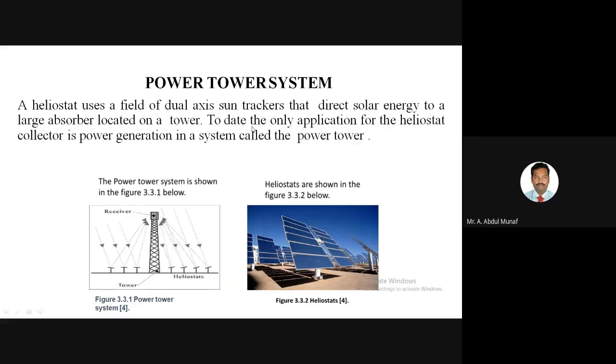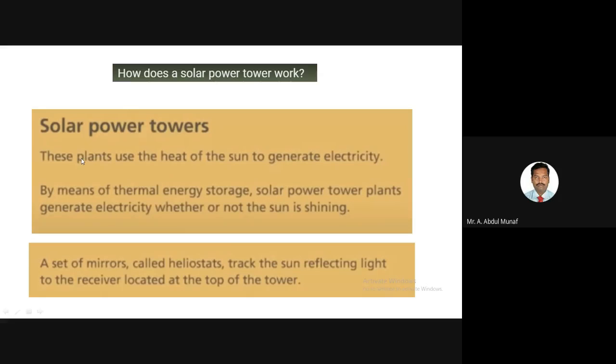To date, the only application for the heliostat collector is power generation in a system called the power tower. How does a solar power tower work? We can see it step by step. First step, solar power towers. These plants use the heat of the sun to generate electricity. Such a type of plant is the power tower.